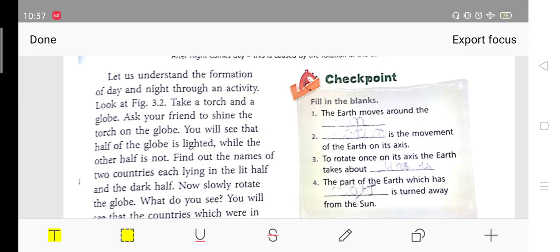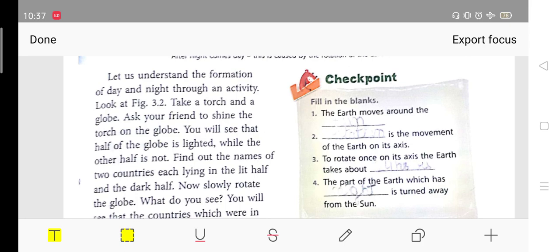So whichever side you will throw the light from the torch will receive the day. You will see that one particular area is all receiving the light, so the other area is in darkness. That means the day is on the side which is facing towards the torch, and the area which is not facing towards the torch will have night.